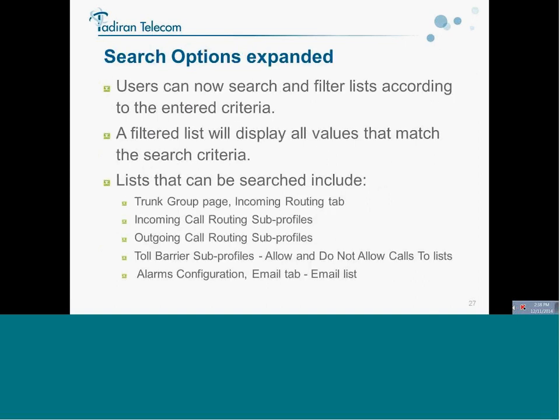We've expanded the search options in the system. So now users can search and filter lists according to the entered criteria. A filtered list will display all the values that match the search. And you can do this in different spots: the trunk group incoming routing tab, where we have a lot of DNS numbers programmed, the incoming call routing, the outgoing call routing, and toll barriers. The configuration in the emails tab, you can see email names are in there.